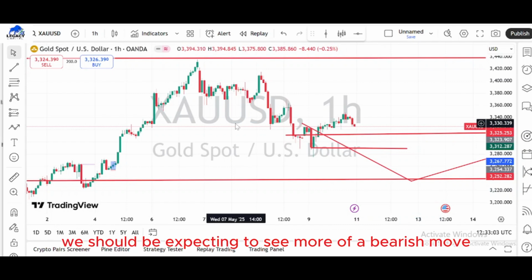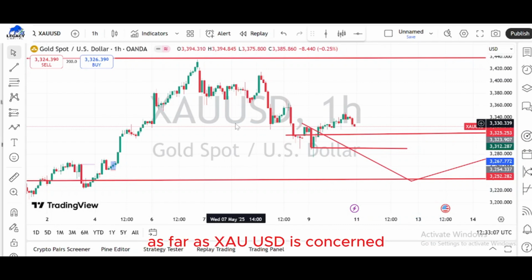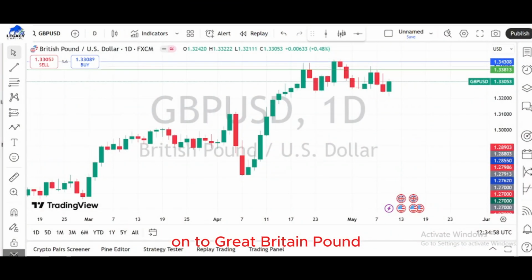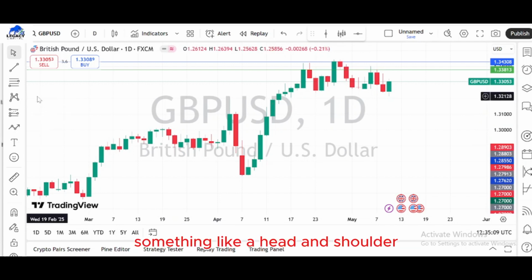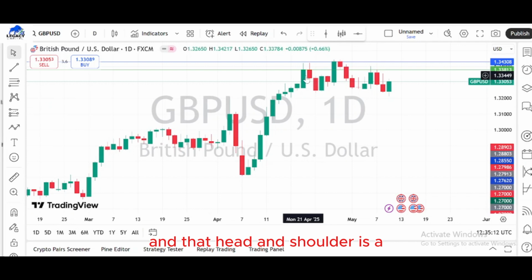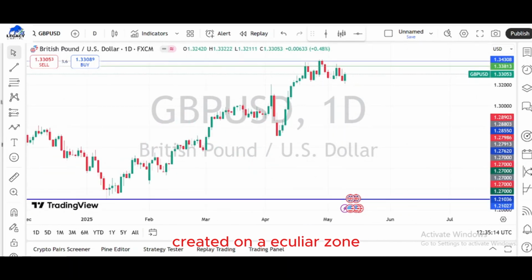So overall, we should be expecting to see more of a bearish move as far as XAU-USD is concerned in the week ahead. From there, we'll look at Great Britain pound, United States dollar. Onto GBP-USD, we'll notice that the market has created something like a head and shoulders, and that head and shoulders is created on a peculiar zone.